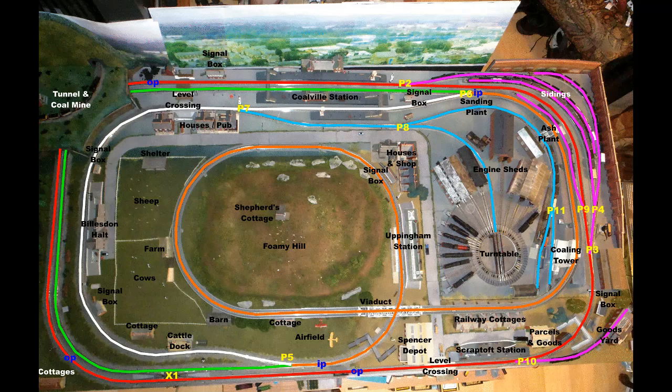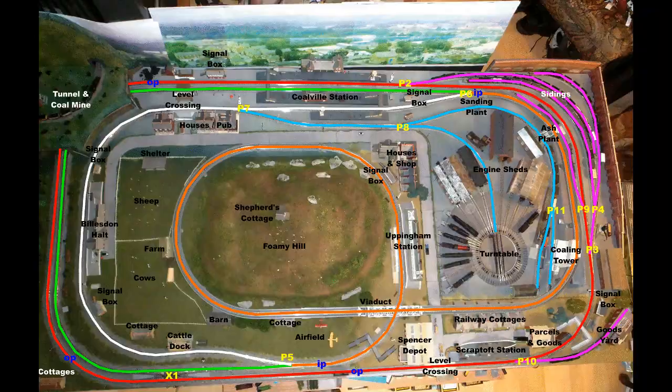There are four stations on the layout. The main Colville station at the far side, which serves both the inner and outer zones. Scraptoff station at lower right, which is by way of a country station on the outer zone. Uppingham station at centre, which is on the shared section of the inner zone, and so passed by all trains on the inner zone, and Bilston Halt at left, which is on the inner branch of the inner zone, and so only visited by trains on that branch.